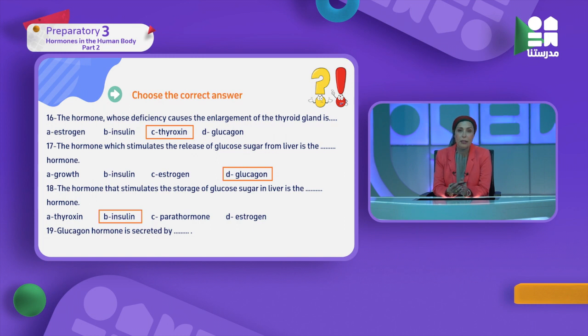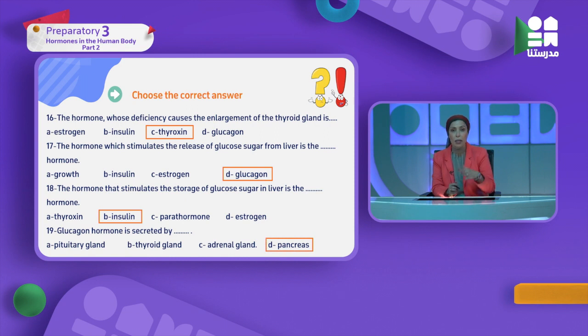Glucagon hormone is secreted by A. Glucagon is secreted by the pancreas right away, without any choices. Pituitary, thyroid, adrenaline or pancreas. Of course the pancreas secretes two hormones, insulin and glucagon.